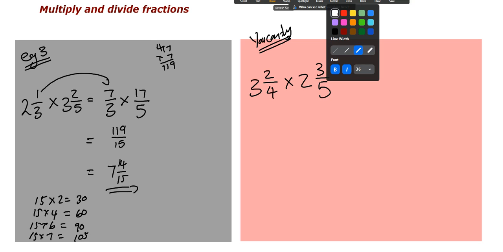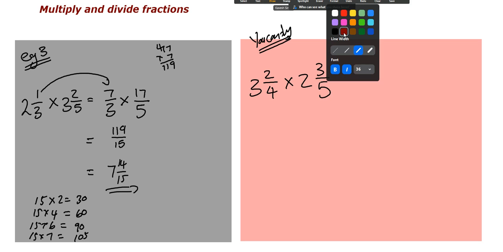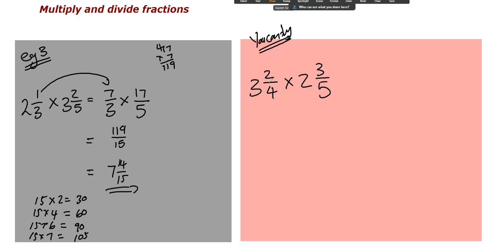All right, I'm going to start going through this one slowly. The first thing I've got to do is convert each of these into an improper fraction. So 3, remember, multiplied by 4 is 12, and then plus 2. 3 times 4 is 12. 12 plus 2 is 14 over 4. 2 times 5 is 10. 10 plus 3 is 13 over 5.